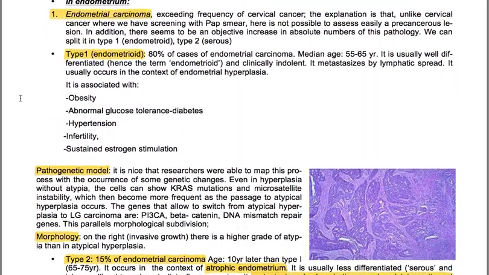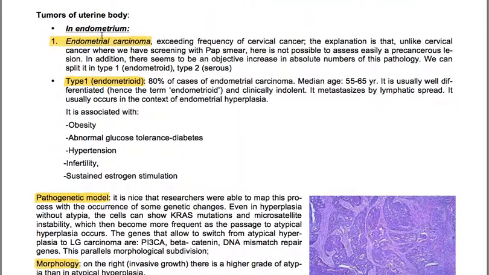The tumors of the uterine body are in the endometrium. We have endometrial carcinoma, exceeding the frequency of cervical cancer. The explanation is that, unlike cervical cancer where we have screening with Pap smear, here it's not possible to easily assess a precancerous lesion. In addition, there seems to be an objective increase in absolute numbers of this pathology. We can split it into type 1, which is endometrioid, and type 2, which is serous.